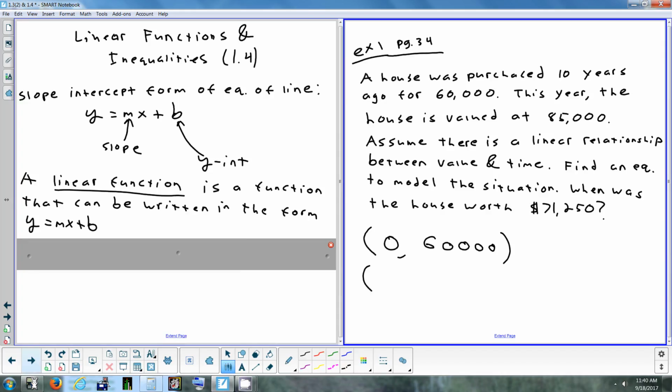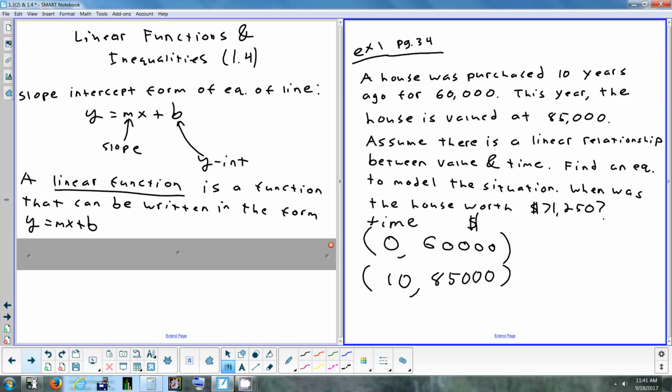And then how many years later are we looking at in this problem? 10 years. We're going 10 years later. And what was the value of the house at that point? $85,000. So all we did was represent the data in the problem as an ordered pair, where this is time, point in time, and then this is value.